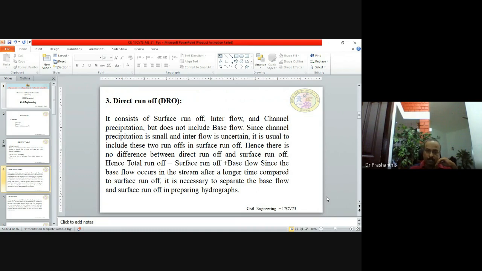Since the base flow occurs in the stream after a longer time compared to surface runoff, it is necessary to separate the base flow and surface runoff in preparing hydrographs.